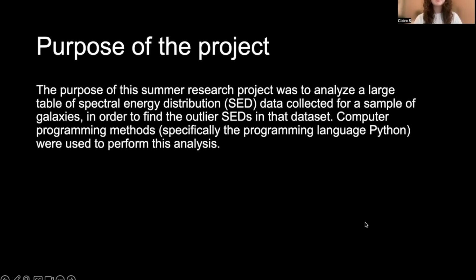The purpose of this summer research project was to analyze a large table of spectral energy distribution data collected for a sample of galaxies in order to find the outlier spectral energy distributions in that dataset. Computer programming methods, specifically the programming language Python, were used to perform this analysis.